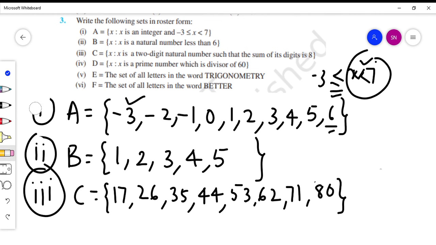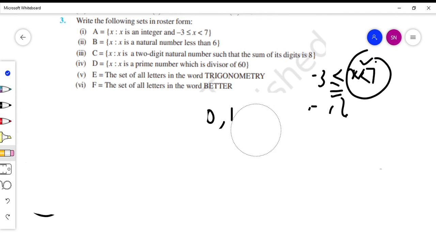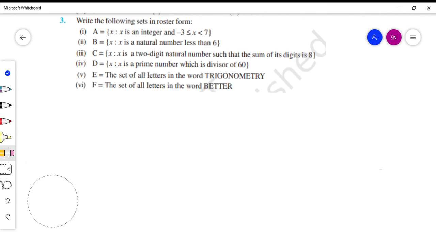So before that, I'll just erase my screen so that it will be easier for me to work out my fourth problem. So my fourth set here is set D. X is a prime number which is a divisor of 60. So everybody knows what are divisors? A number which divides 60. Yes, so a number which divides 60 and it should be a prime number.